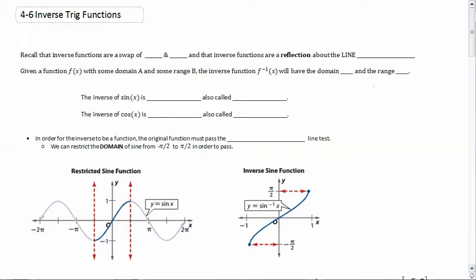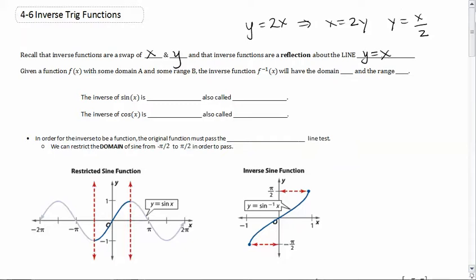If we recall, the way we found inverse functions was by a swap of x and y. So if we had y equals 2x or something like that, the way we found the inverse was by swapping. So we said x equals 2y, and then we solved for y. So we would get y equals x over 2. That would be our inverse function. So we did a swap of x and y. And then that inverse function would cause a reflection about the line y equals x.